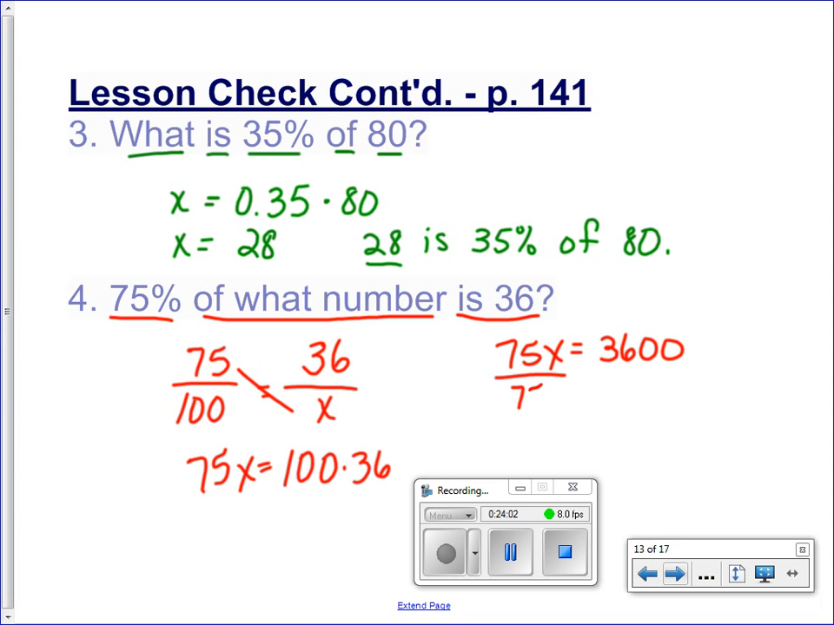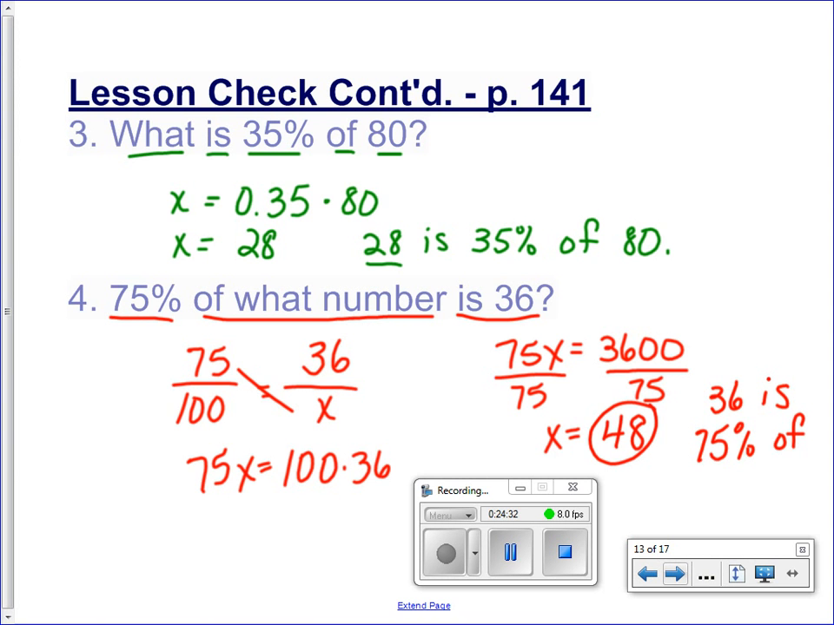Dividing both sides by 75, we get x equals 3,600 divided by 75 is 48. So x is equal to 48. So we would say that 36 is 75% of 48.